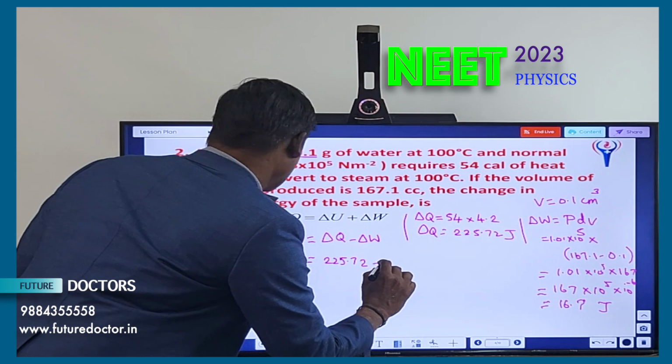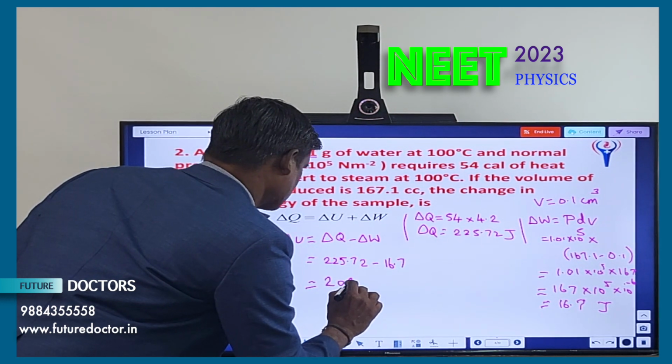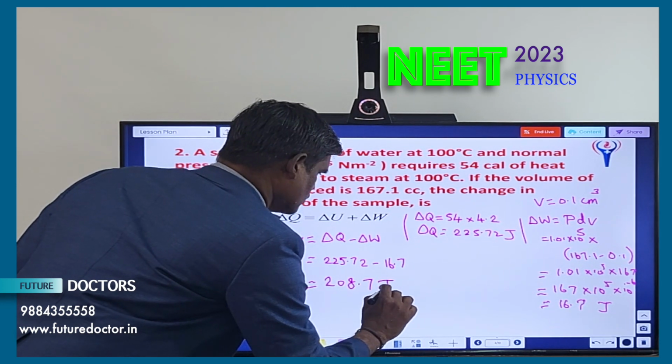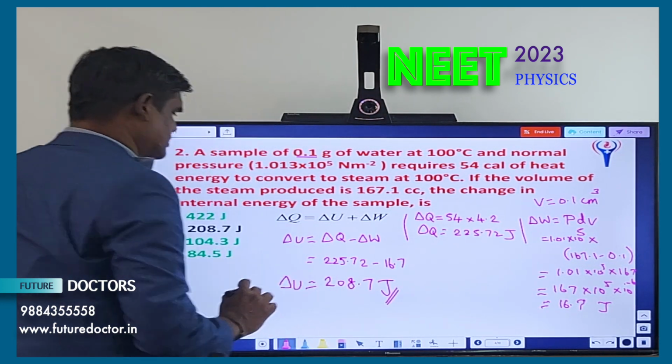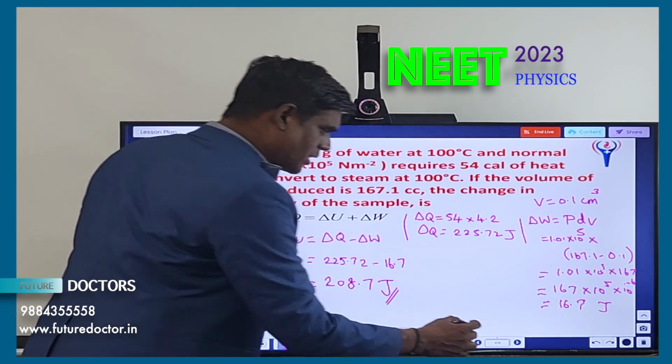225.72 minus 16.7 gives 208.7 joule. That is your change in internal energy, delta U. Option B is the correct answer. Let's move to question number 3.